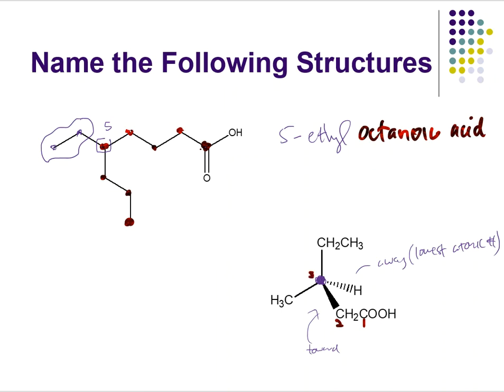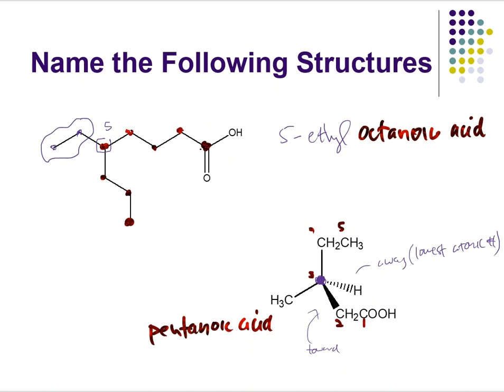Now, if I go left, that's 4. But if I go up, that is 4, and then next one is 5. There's the longest carbon chain. This is a pentane right here. All right, so pentane, P-E-N-T-A-N-E. I drop the E, and I add oic acid. So pentanoic acid. That is what that represents. There's my longest carbon chain with carboxylic.